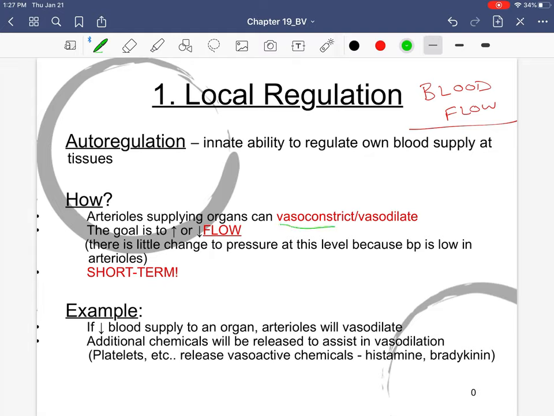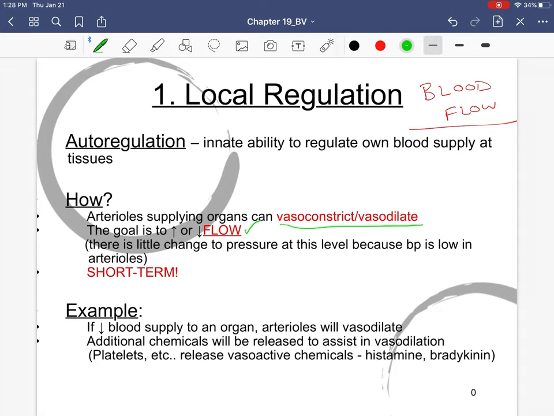And this, my friends, please don't overthink it. What we're talking about is simply the ability of the arterioles to vasoconstrict and vasodilate to alter the amount of blood flow to an organ. That is it. It does relate to pressure at that area, but it has less of an effect on our overall systemic blood pressure. So that's why I'm focusing on blood flow.